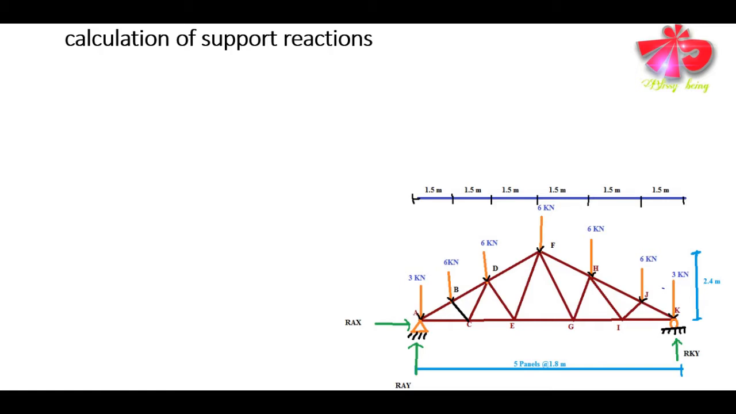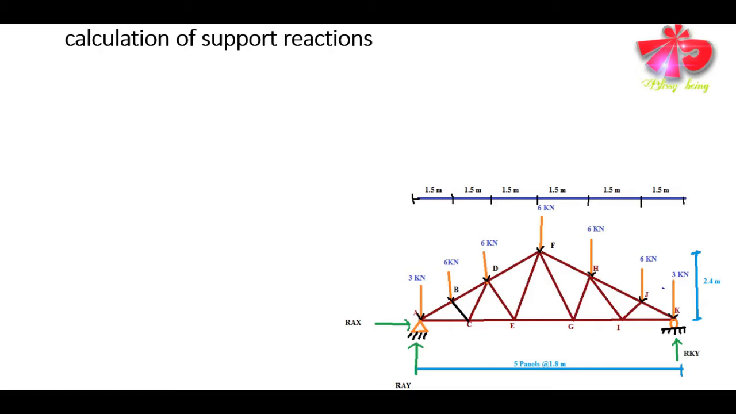Now we shall compute the support reactions based on our assumptions. We need to apply the equilibrium equations in order to determine the support reactions, and we all know that the equilibrium equations are summation of Fx equals 0, summation of Fy equals 0, and the summation of moment about any point equals 0. So we shall use such equilibrium equations for solving the statically determinate truss.